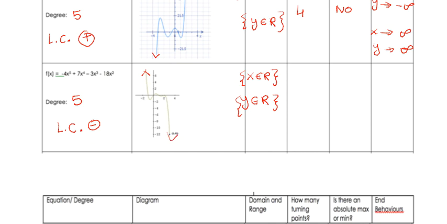How many turning points do I have? 4. They're very close, but there's 4. Do you have any absolute max or min? No. And then as x approaches negative infinity, y approaches infinity. And as x approaches infinity, y approaches negative infinity. Okay?